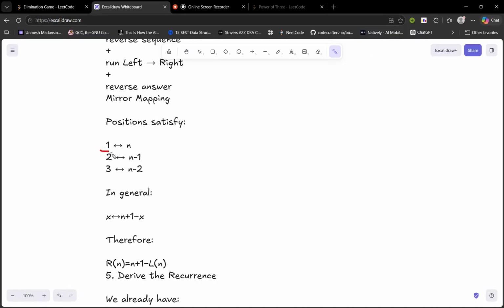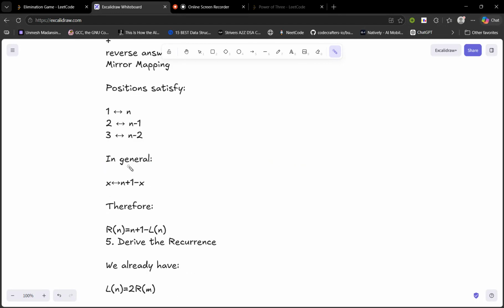Such as, if 1 is going to be removed from left to right, then from right to left, n will be removed. If 2 is going to be removed, n minus 1 will be removed. So in general, if x is going to be removed, n plus 1 minus x will be removed, and this n minus x plus 1 is used in, I guess, palindrome question 2.